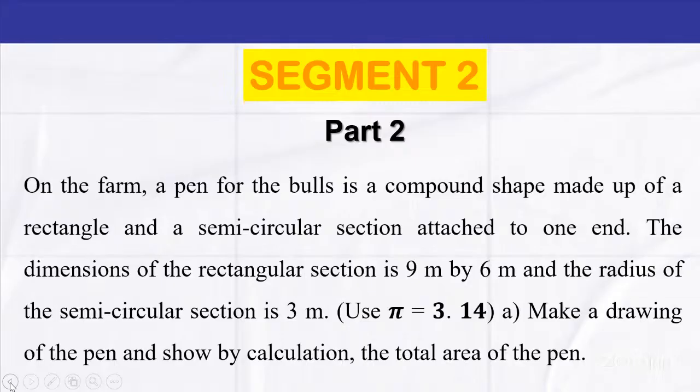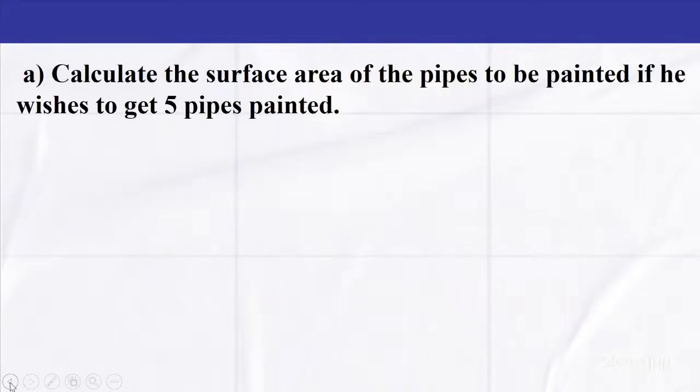Sorry, I'm here. Okay. On the farm, a pen for the bulls is a compound shape made up of a rectangular and a semicircular section attached to one end. The dimensions are, I think this may be an error in terms of that part. There are some pipes. If we look back at our question, let's just read the question from the paper.